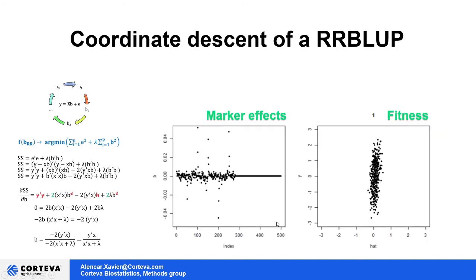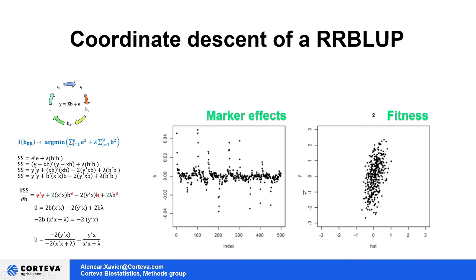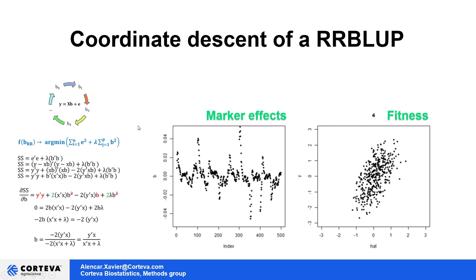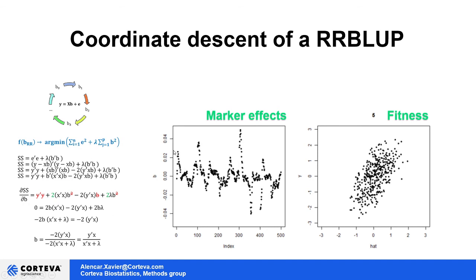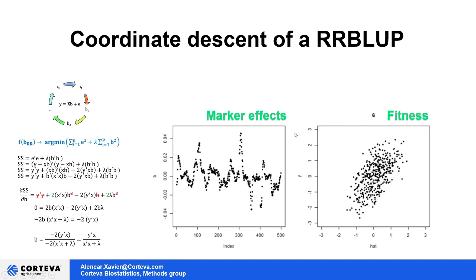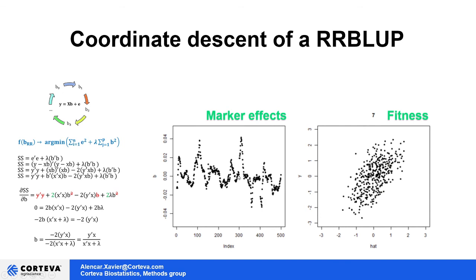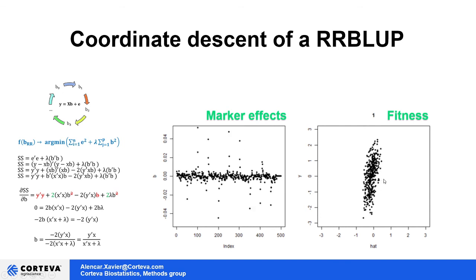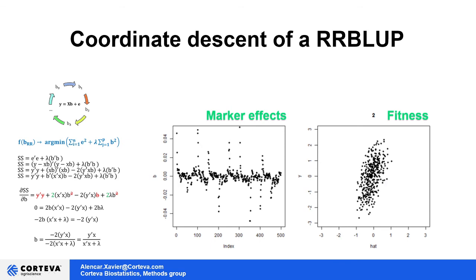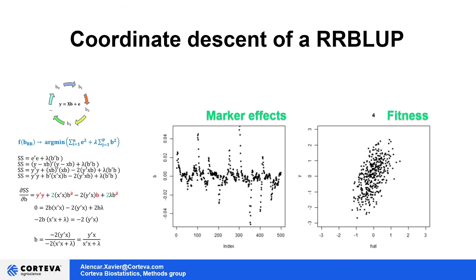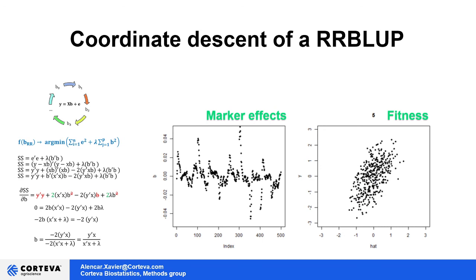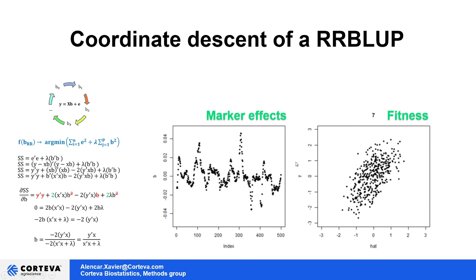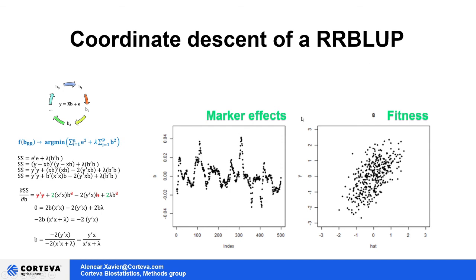All right. So how does coordinate descent work? This is just the basic derivation of how that univariate solution came about. But the idea is it is going to update one marker at a time, and the fitness increases over time. As you keep updating your marker effects, you eventually reach convergence, and your fitness gets better. So that's just an example for a ridge regression BLUP.